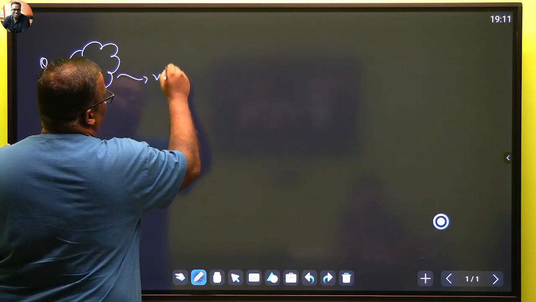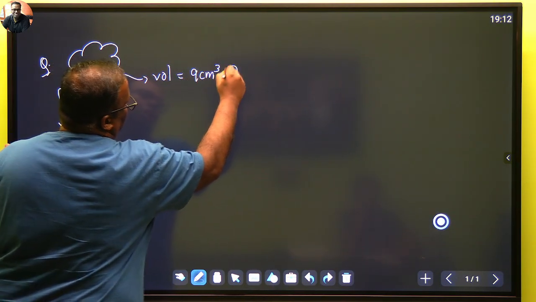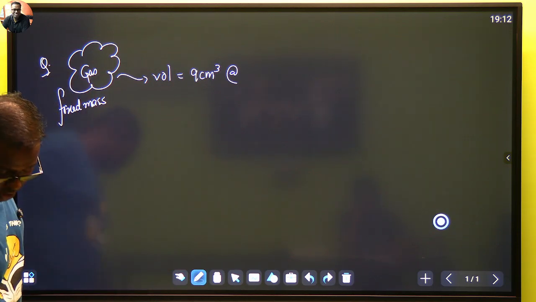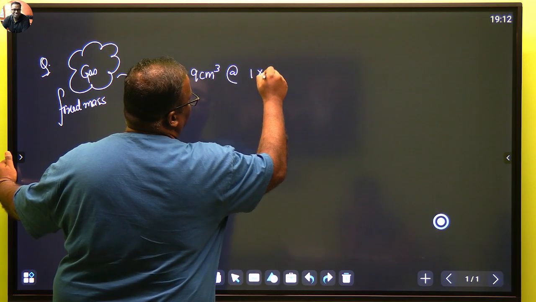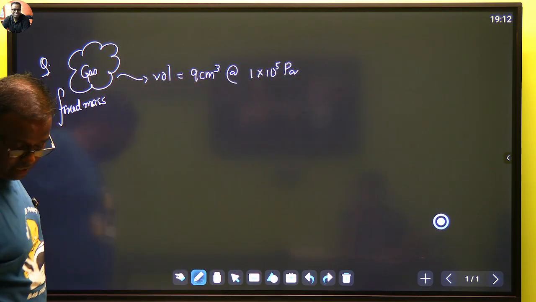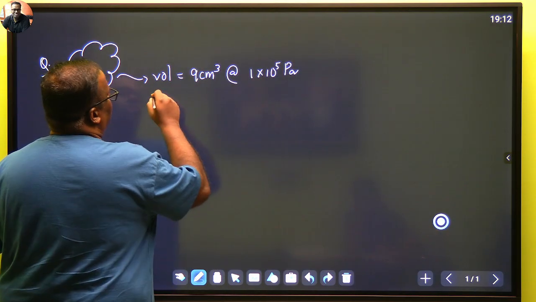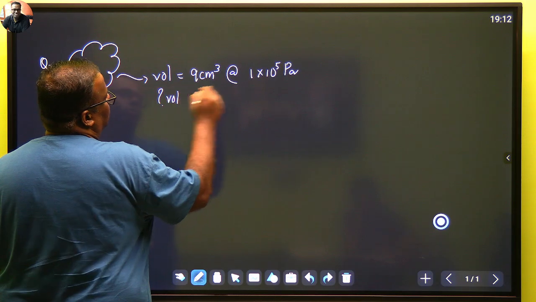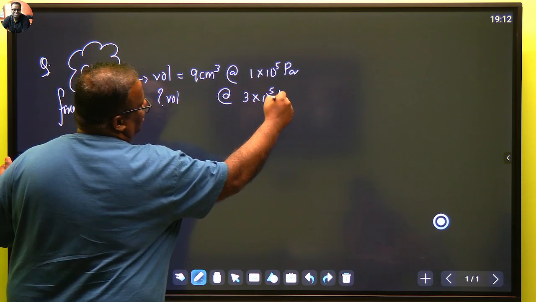This has a volume equal to 9 centimeter cube, and at that time the pressure has been recorded as 1 into 10 to the power 5 Pascal. They are asking you to find the volume when the pressure is 3 into 10 to the power 5 Pascal. You need to do it.